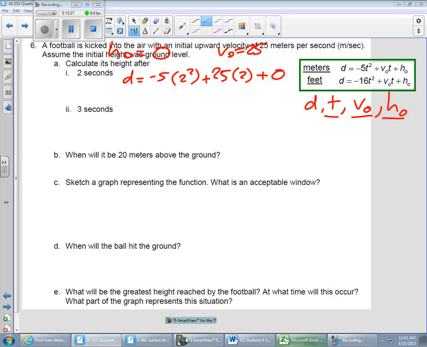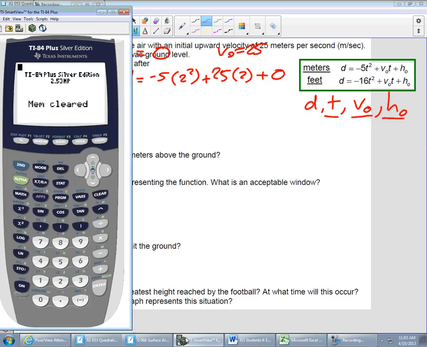Okay, and I know in most cases that would mean going to our calculator and saying, okay, calculator, I need a little help with this. I need to know what -5 times 2 squared plus 25 times 2 plus 0 is. And you don't have to put the plus 0 on there because it doesn't actually change anything, but you can put it in there if it makes you feel better.